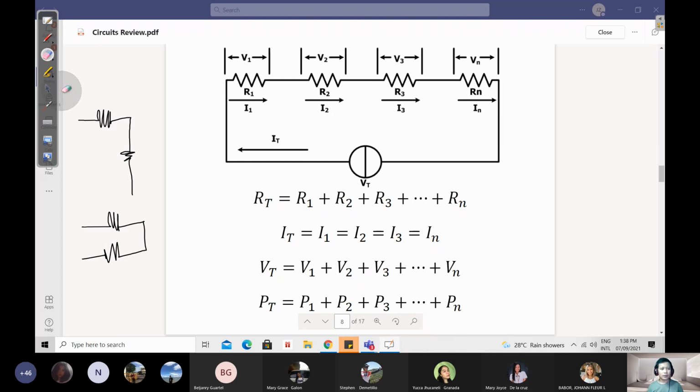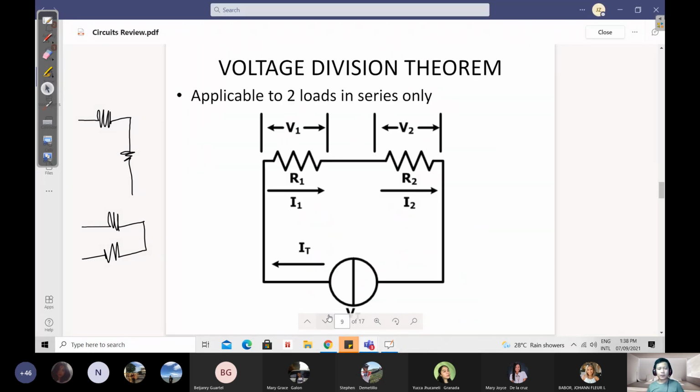Now, we have what is called the voltage division theorem. Voltage division theorem is a theorem related to series connection. It is related to series connection because this theorem is only applicable to two loads in series only. So it is only applicable to series, and only two of them. They should be just the two for you to apply the VDT, or voltage division theorem.